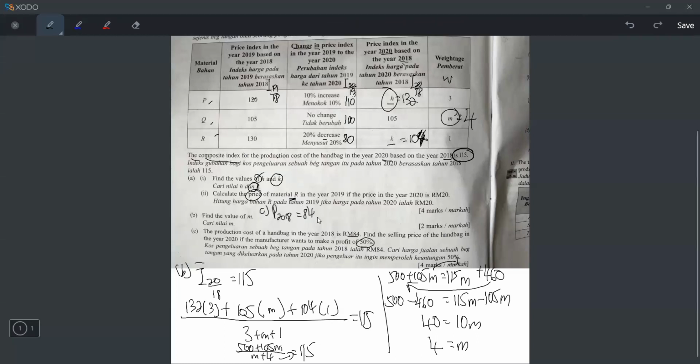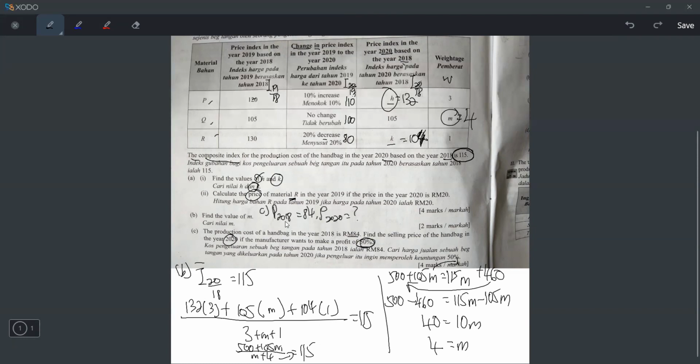But you don't care actually. You just find the price in 2020. You don't care about what they ask for now, because they give you the price in 2018. Okay. And then they say selling price of handbag in 2020 if wants to make a profit of 50%. First, you get the price in 2020 first, and then only you worry about this 50%.